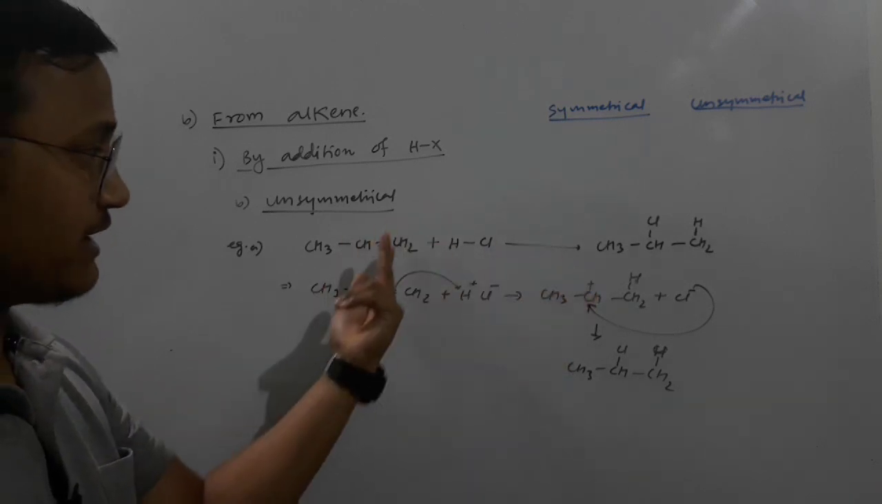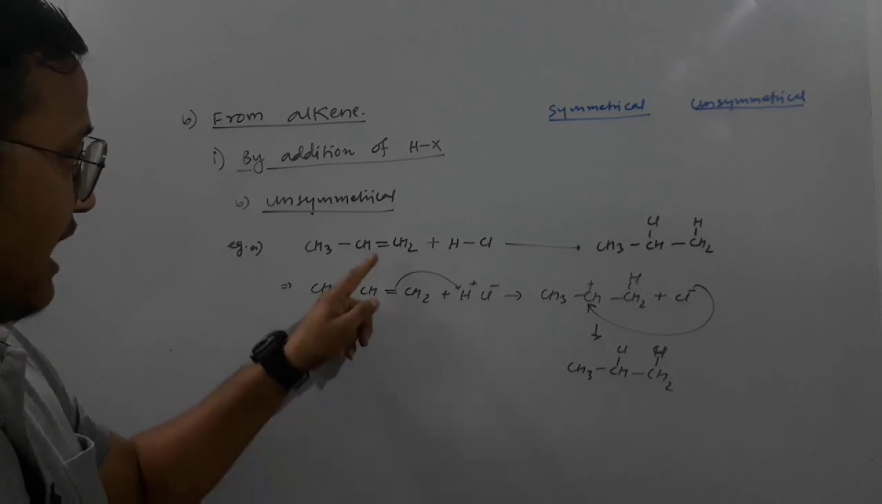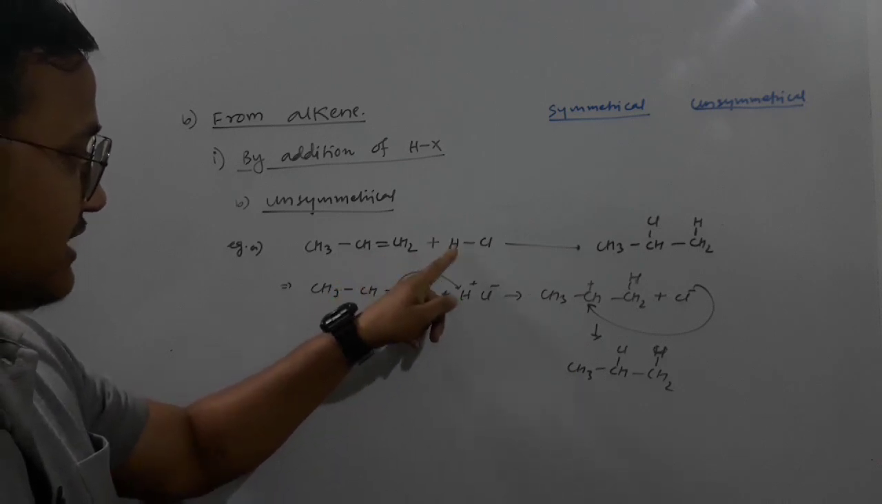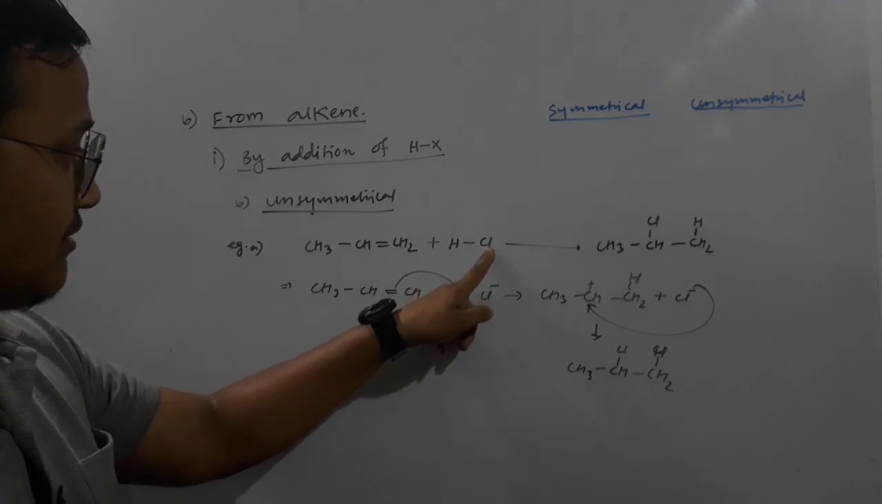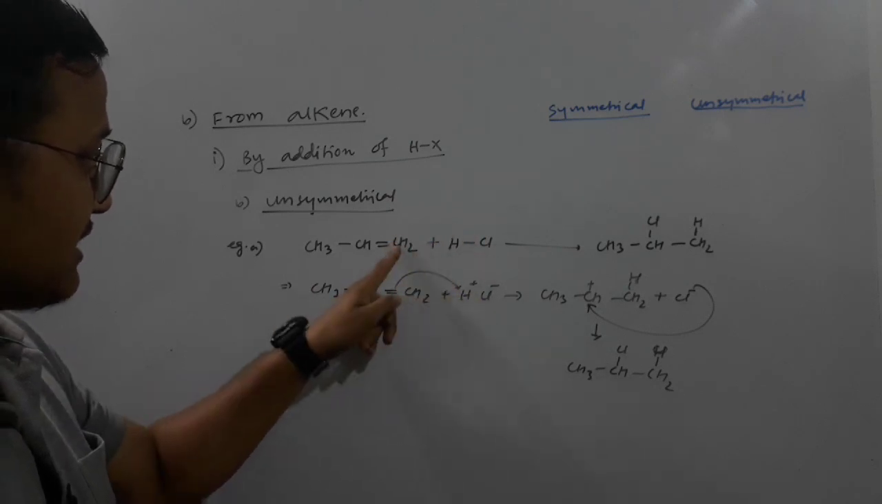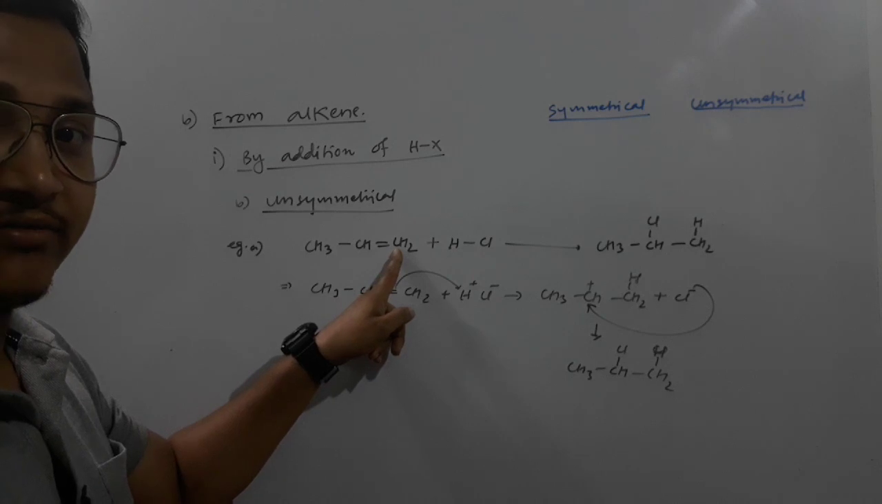Reverse. We will follow the anti-Markovnikov rule. That means what? Hydrogen will add to that carbon which contains the least number of hydrogens, and halogen will attach to that carbon which contains the higher number of hydrogens. Okay.